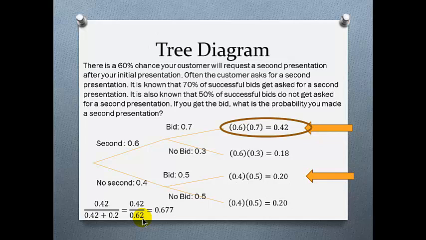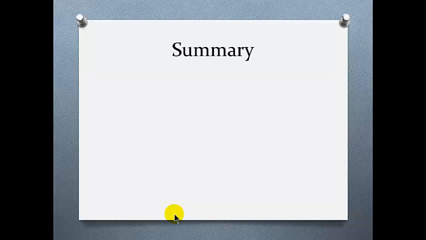Notice how the probabilities changed with the given information. Initially, there's a 60% chance I have to make the second presentation. But given the extra information, given that I got the bid, the probability increased because I was given extra information, 0.677. So we've looked at a lot of probabilities here. I just want to summarize these formulas that we saw.